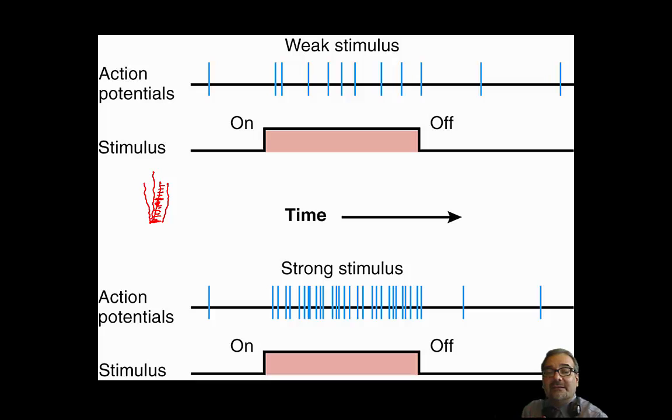So how does intensity get represented? How do you see brighter light or weaker light? The answer is the action potential rate: how many do you have per second or millisecond? Well, second is a more appropriate time frame because an action potential is about 1 millisecond. How many can you have?